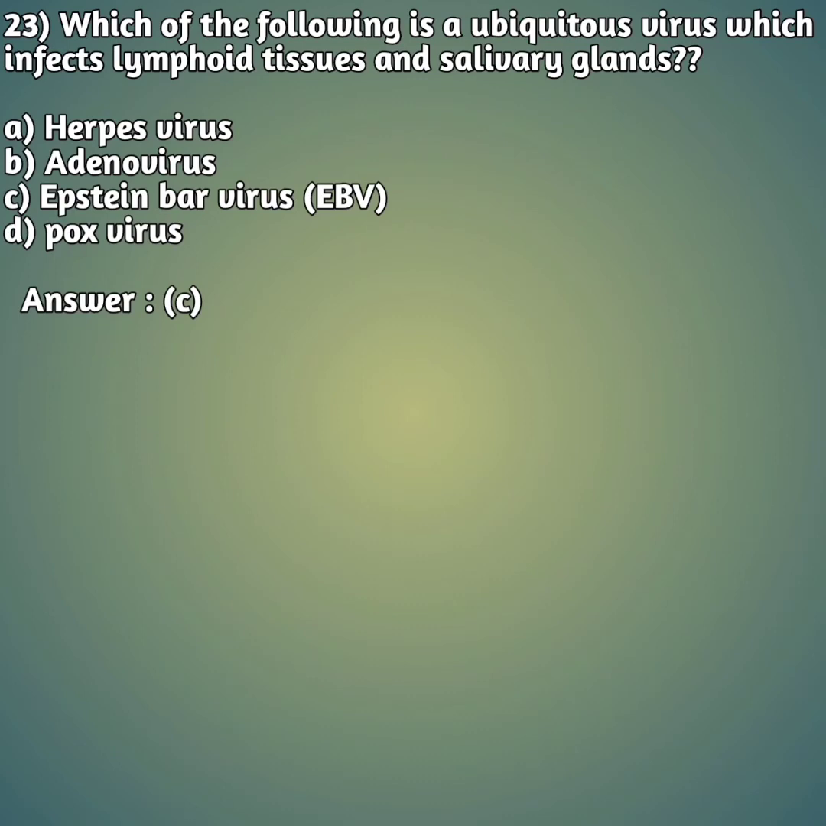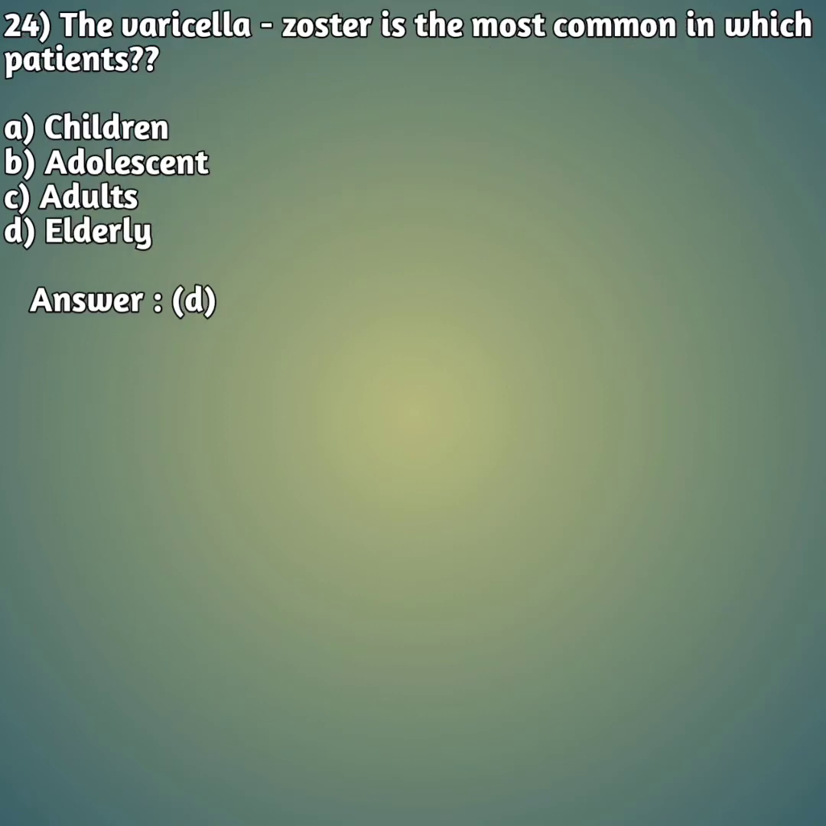Moving on to our 24th question, the varicella-zoster is the most common in which patient? Varicella-zoster, again it's a kind of chickenpox, right? So option A children, option B adolescent, option C adults and option D elderly people. So the right answer is option D, that is elderly people, most commonly seen in elderly patients.